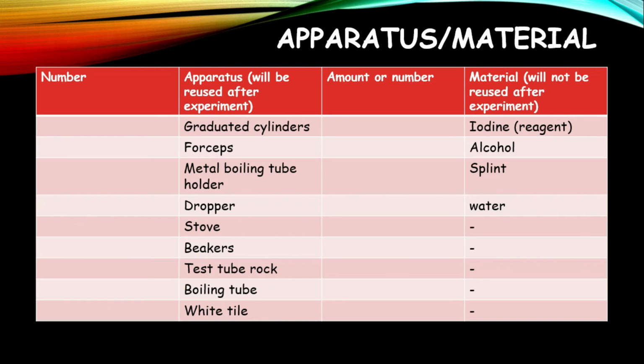The list continues, dropper, so on and so forth. These things will be used in another lab. We're going to be cleaning them up, get them all ready for another lab. But when it gets onto material, these things are what we say won't be able to be used again in the lab. Once we use them, we dispose of them.